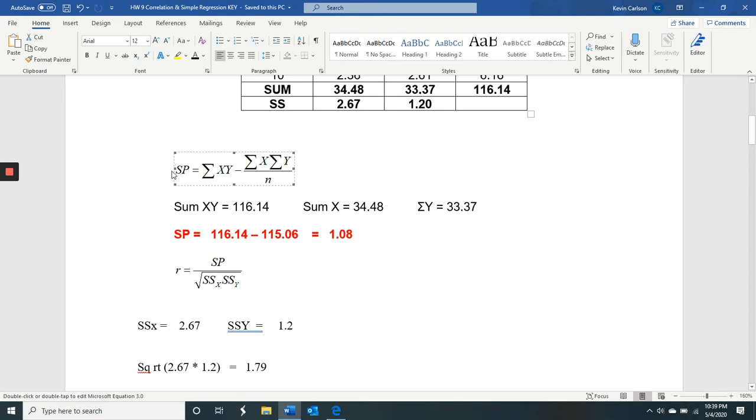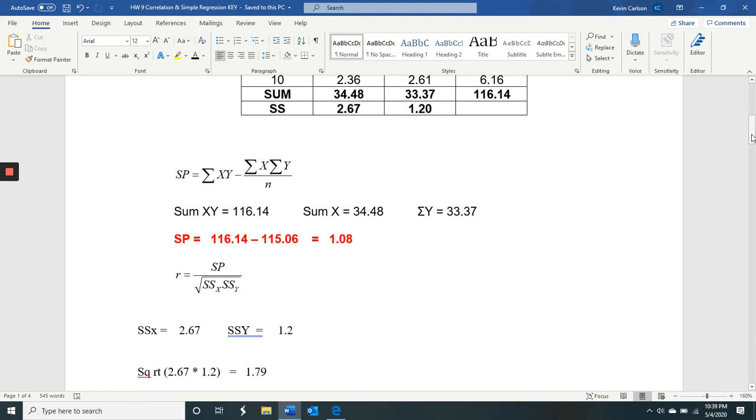So the first step is to calculate the SP. Here's the formula. We know the sum of xy is 116.14, the sum of x is 34.48, and the sum of y is 33.37 from above. So we just plug in the numbers. When we take the sum of x times the sum of y, we multiply them and divide by n. N is 10 in this case. We get 115.06. So the SP that you should get is 1.08.